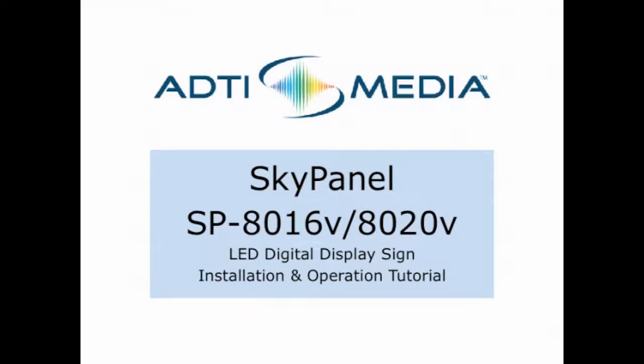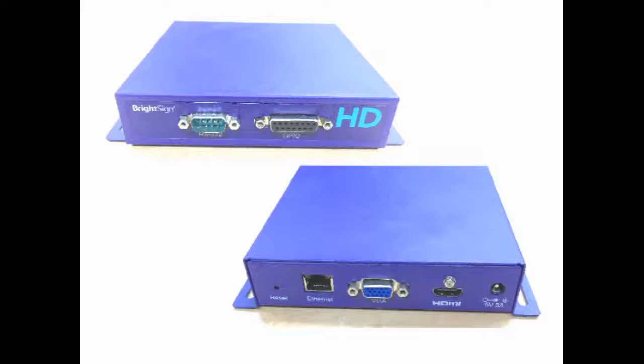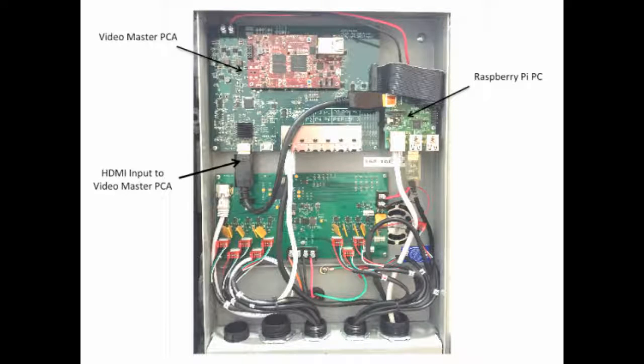The ADTI Media Sky Panel can be configured to play media supplied by a third-party media player, such as the BrightSign HD illustrated here. Connecting the player to the Sky Panel Sign video controller is a simple procedure and involves connecting the HDMI output port of the player from its enclosure to the Master Video Distribution PCA within the master data enclosure. With the power to the sign disabled, open the master data enclosure.